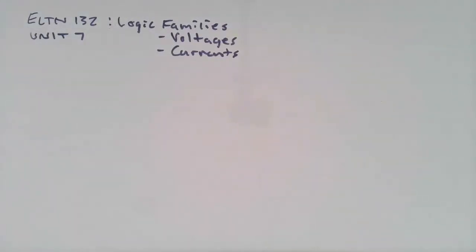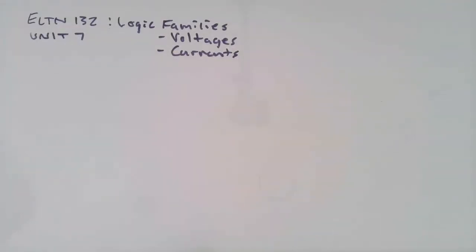Okay, this is going to be the Unit 7 lecture for ELTN 132, and we're going to talk about logic families a little bit. There is a lot of information, and I'm just going to focus on the parts that I think are significant or important for the basics of what we're trying to cover in class. So we're going to look at these different logic families, and then the voltages and currents associated with them, particularly the input and output voltages.